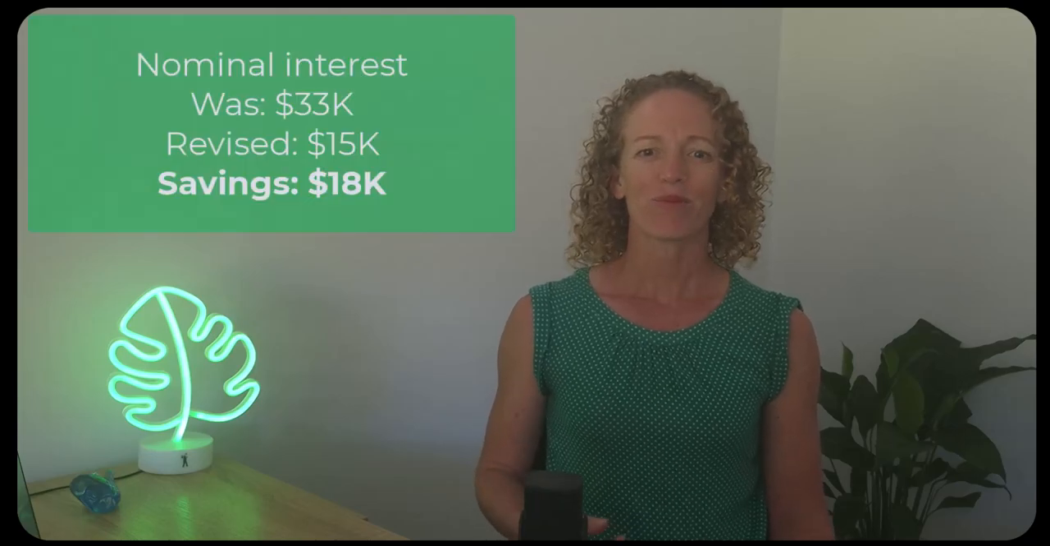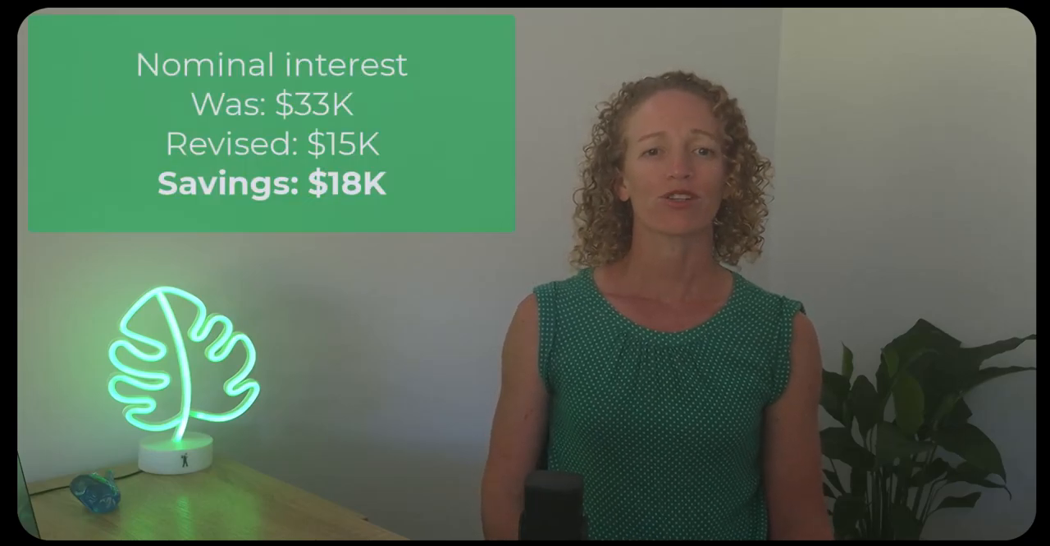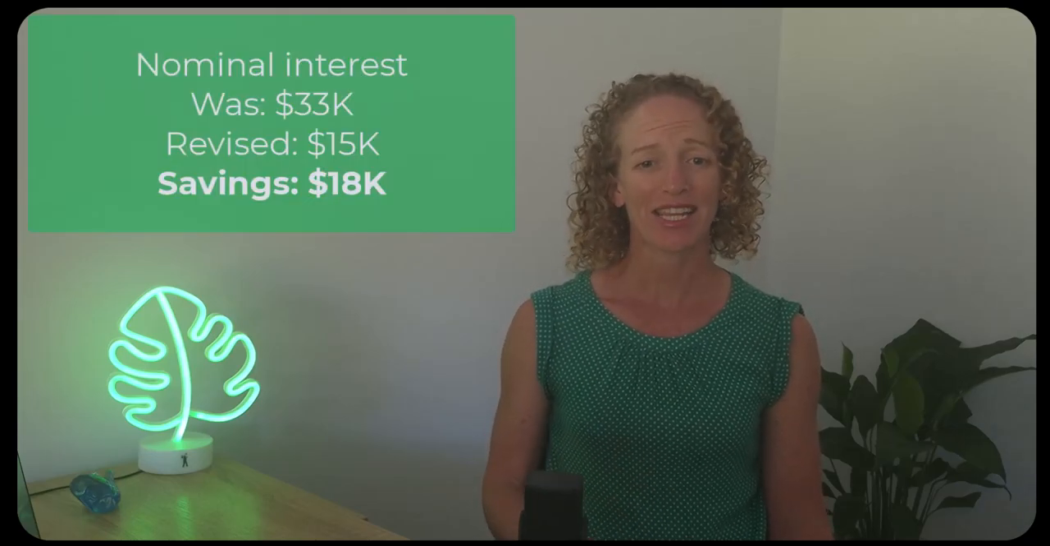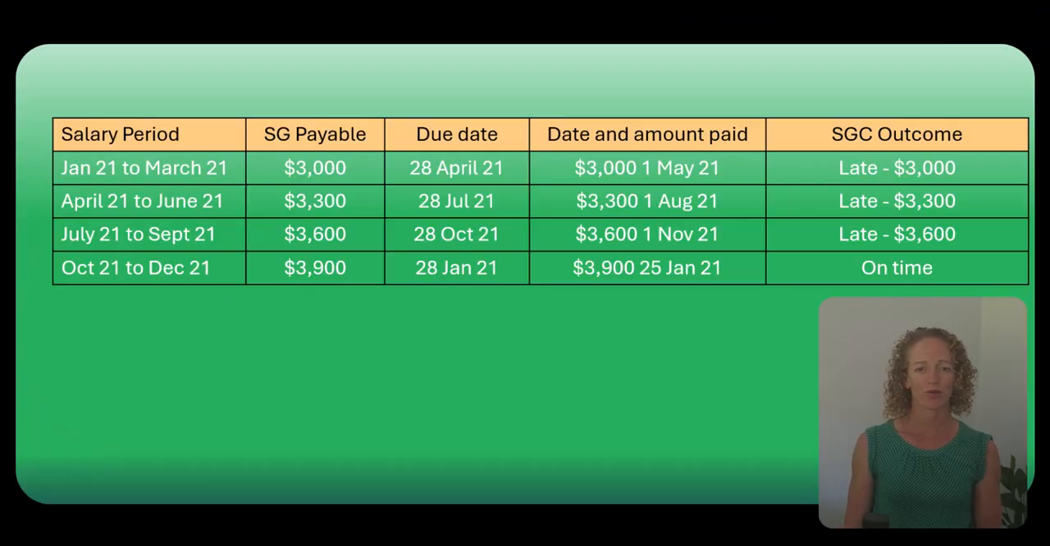So, working with his accountant, this got me interested in understanding how SGC is calculated and, more importantly, how we can reduce it. That's when we applied the Waterfall methodology and reduced the nominal interest by $18,000. Let's use a simplified example. We had 4 quarters, and for each of them was around $3,000 of super, but the first 3 quarters were paid a couple of days late.